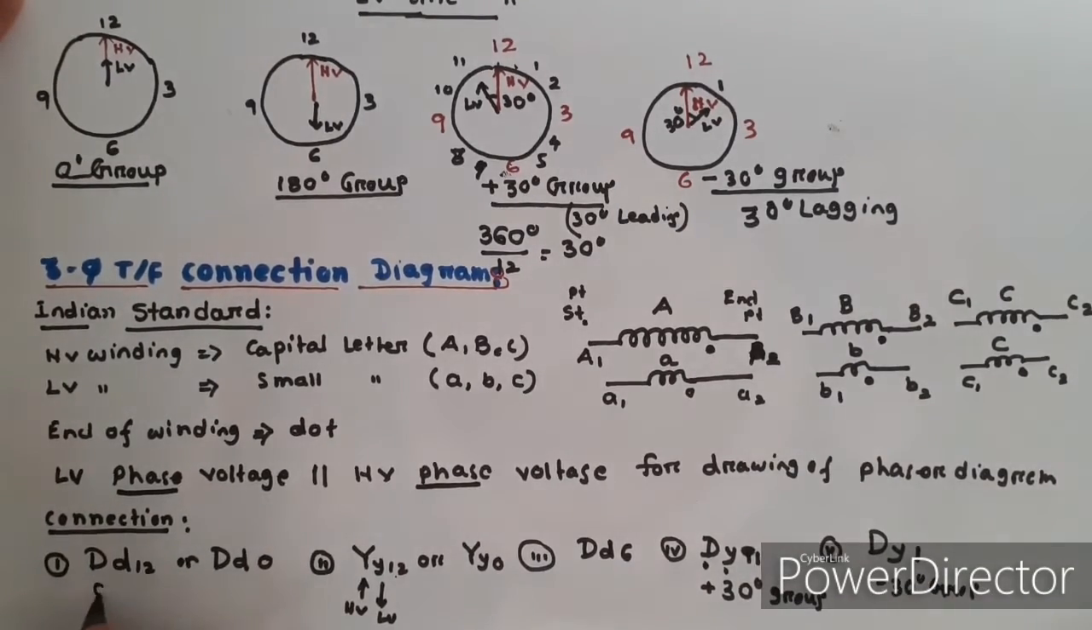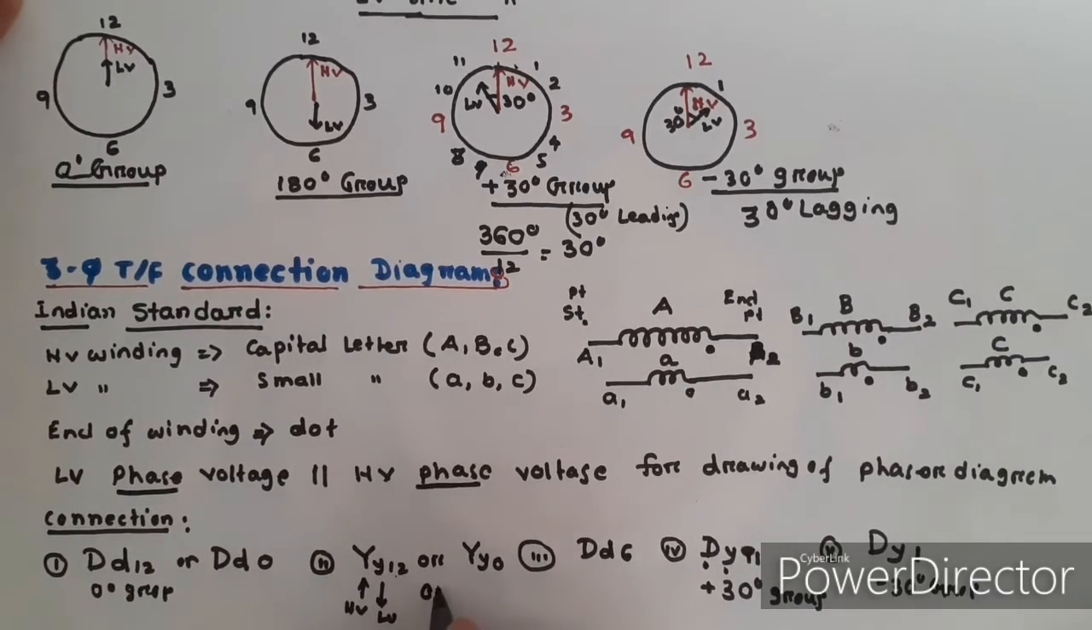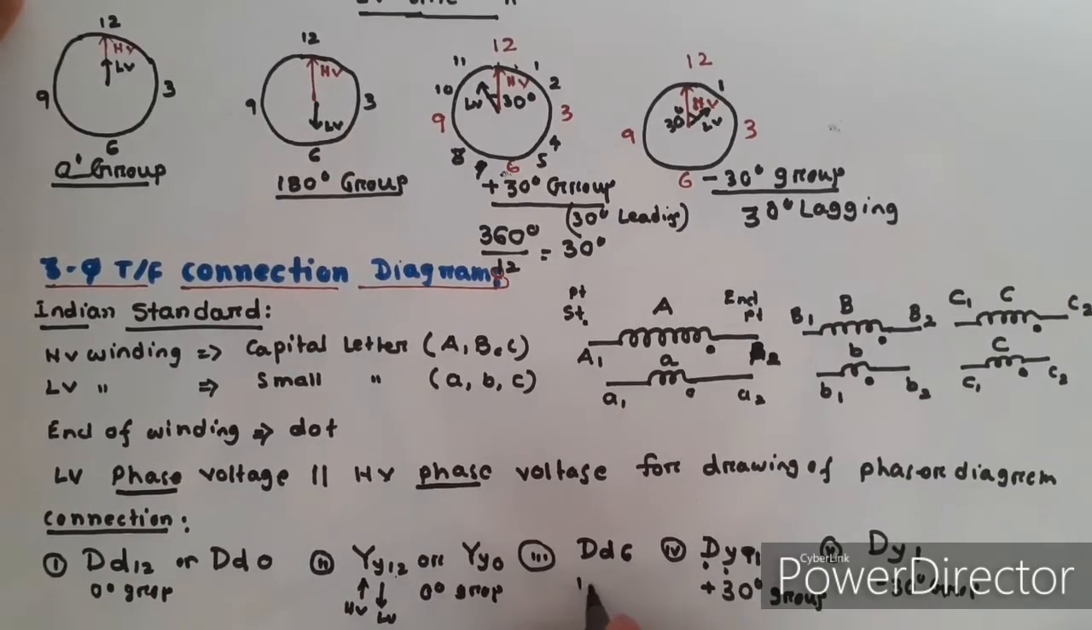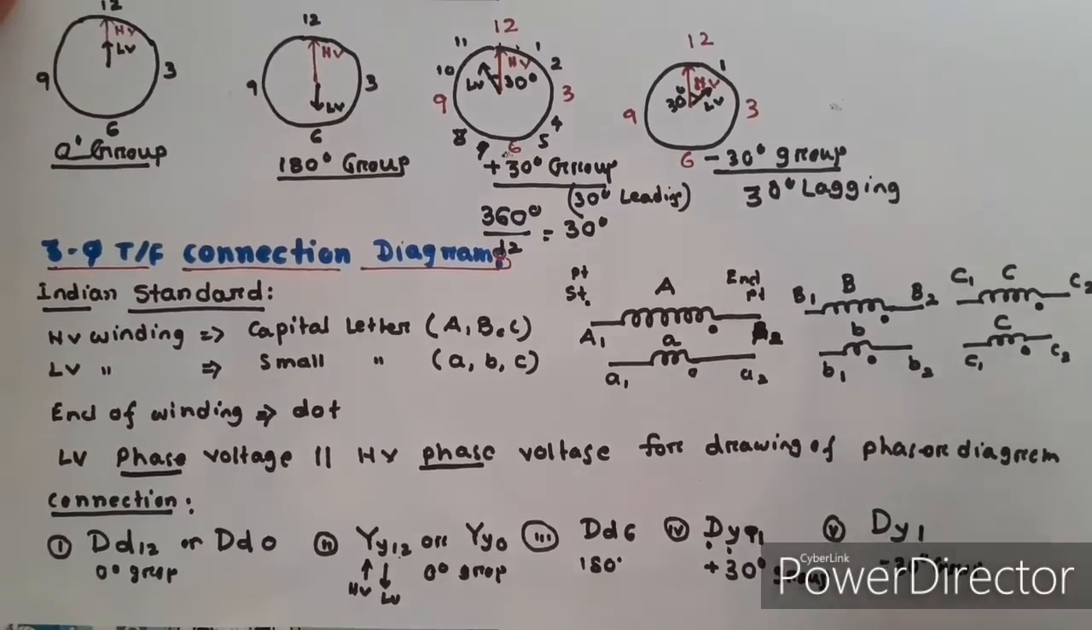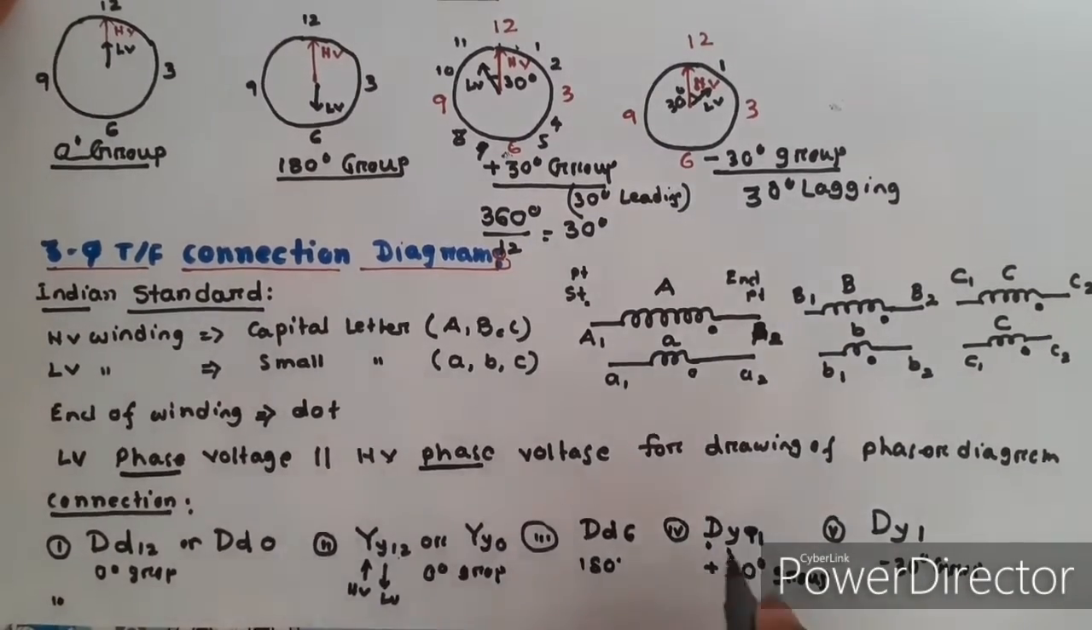This is 0 degree group. This is again 0 degree group. This is 180 degree group. Next group is 1, 2, 3, 4, 5, 6.